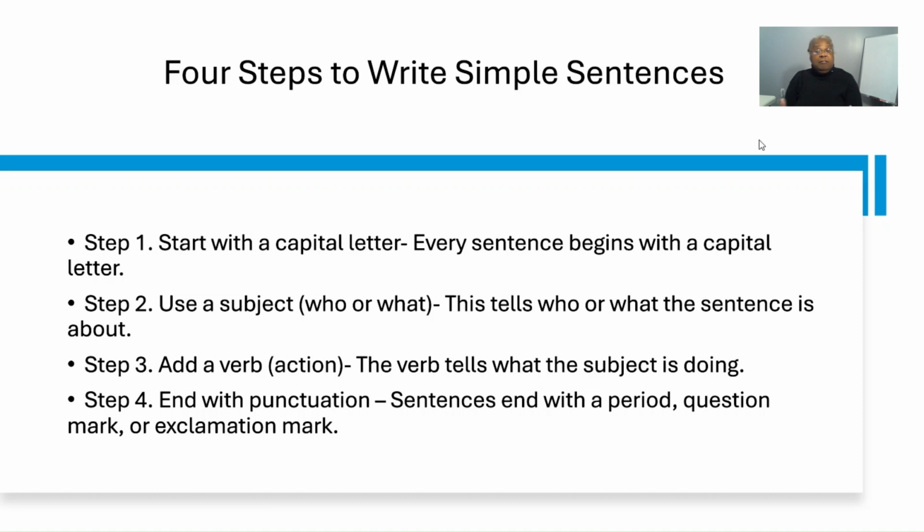Step 3. Add a verb. The verb tells what the subject is doing. Step 4. End with punctuation. Sentences end with a period, question mark, or exclamation mark.